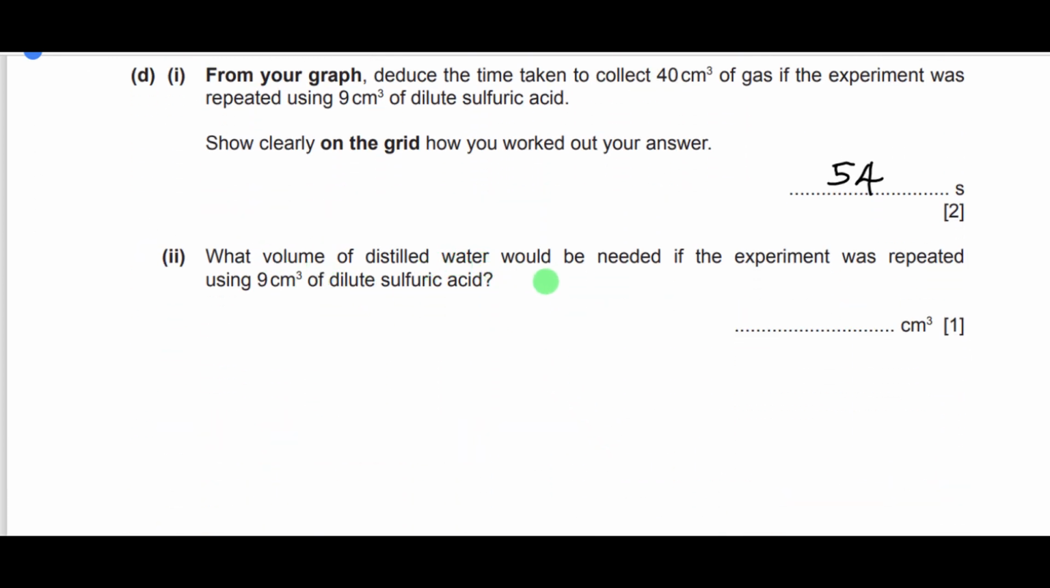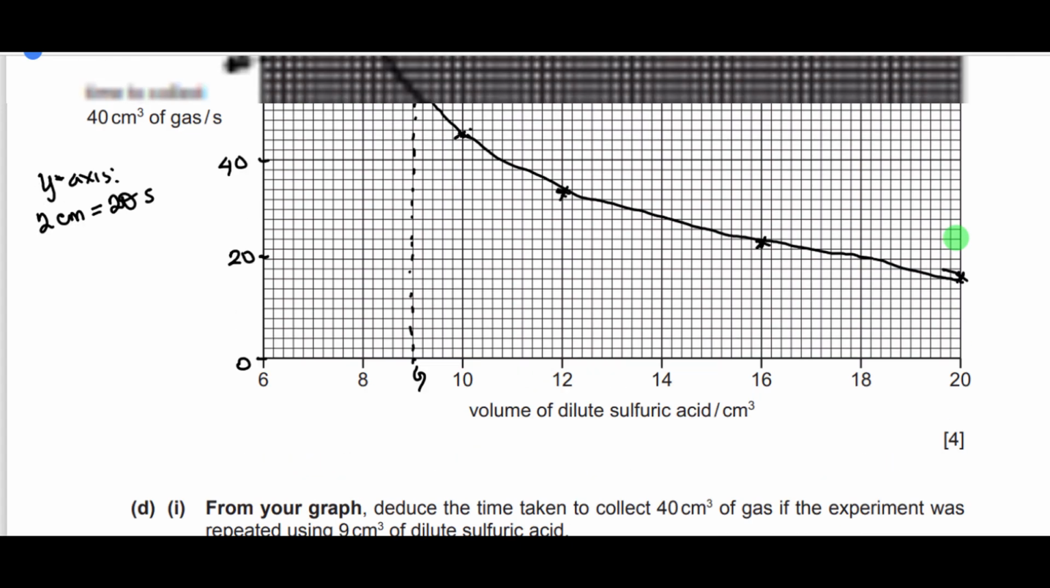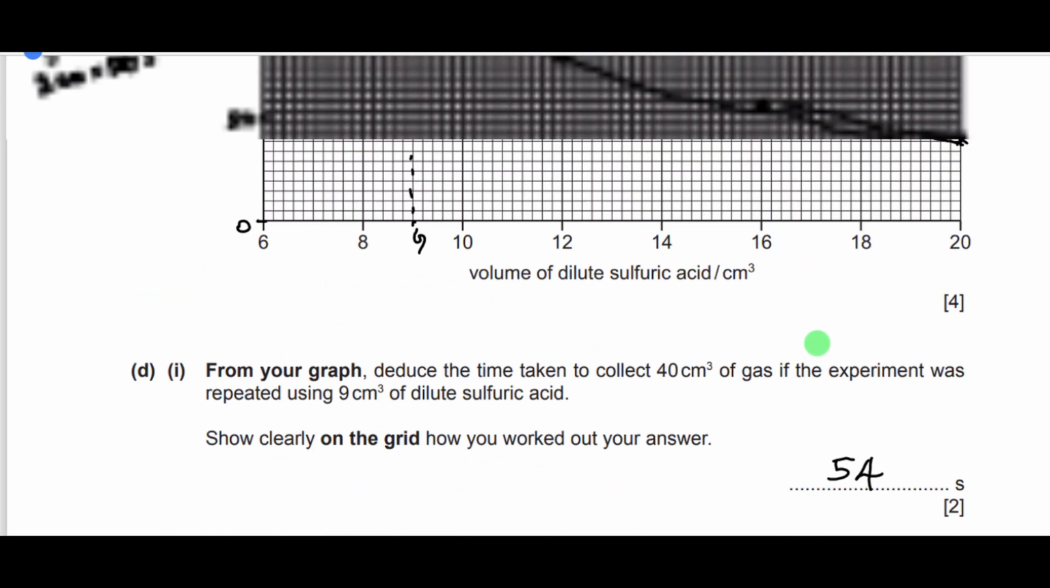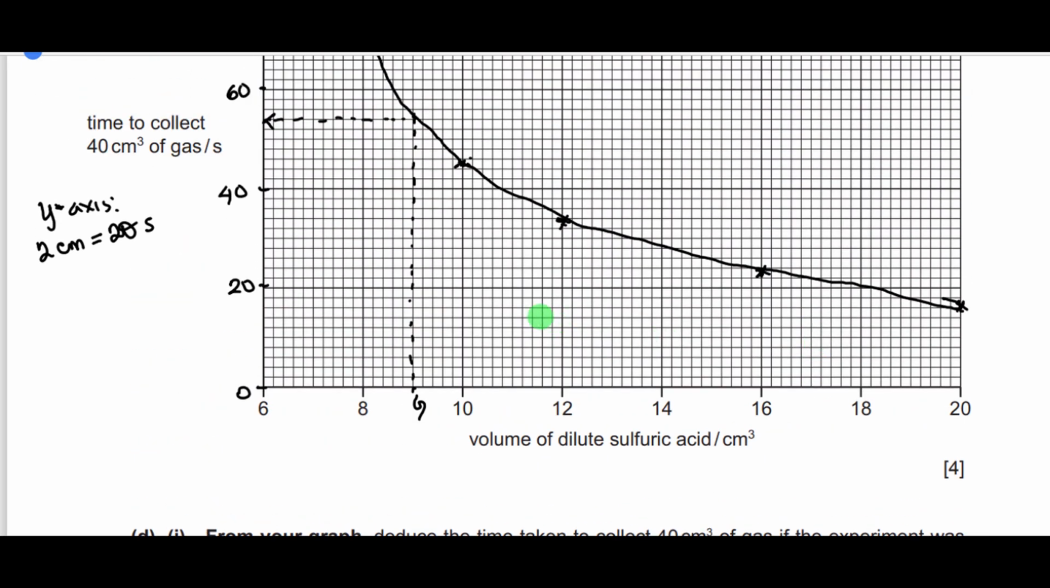Fine. So what volume of distilled water would be needed if the experiment was repeated using 9 cm cube of dilute sulfuric acid? Remember I said the volume of acid plus volume of water gives us 20 cm cube, right? So if the volume of acid is 9 cm cube, what would be the volume of water? Of course, 11 cm cube. Now at times they may not give you the unit here, and if you are not given the unit, then this mark will be 3. So 1 mark will be for the unit based on the axis of where you're reading your answers from, 1 mark will be for the answer itself, while the last mark will be for the trace shown on the graph.